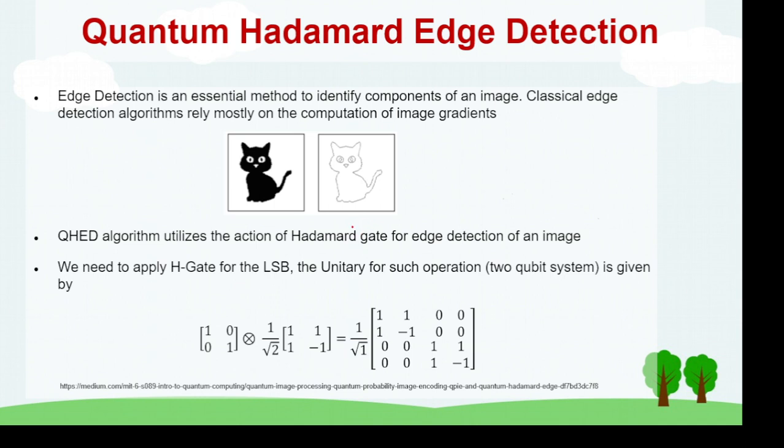I'm sure again most of you are aware of what edge detection is. It's an essential method to identify components of an image. Suppose we are given a large picture with many objects; we need to first do edge detection and then we will be able to identify them. Classical edge detection algorithms rely mostly on computation of image gradients. This is typically an image with a cat on it, and this is the edge-detected image. You can see that whenever there is a change in the pixel intensity, we identify it, and that's how this image is generated.